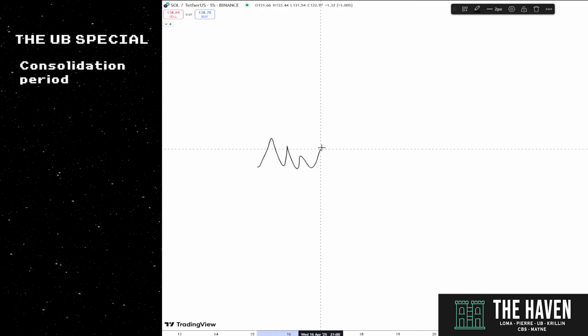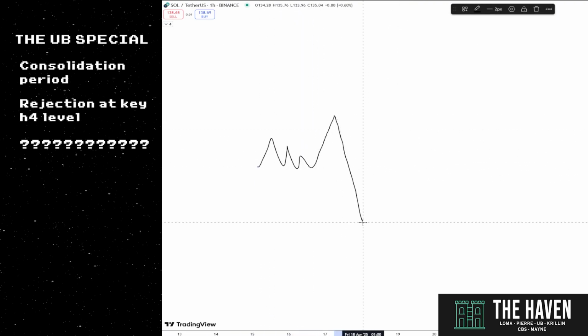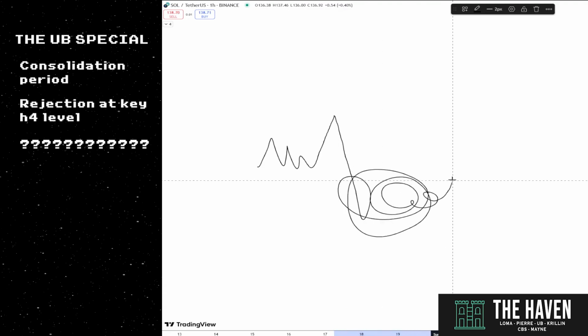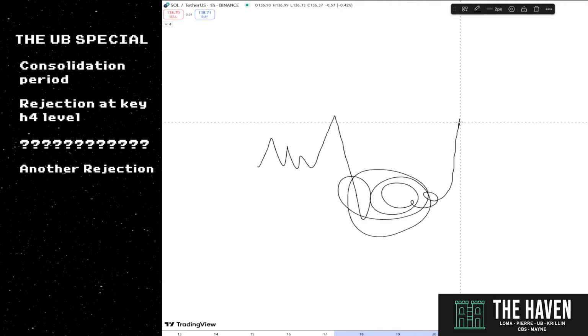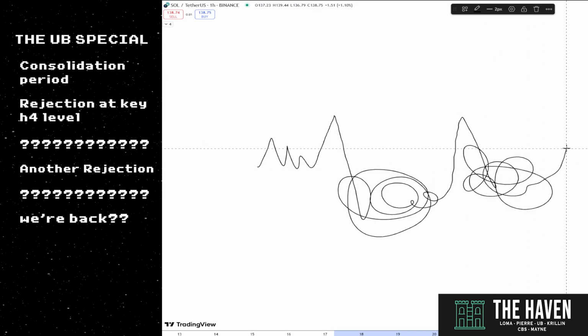You see some consolidation period. You see price reject at some H4 level. Great. Whatever happens down here, I don't care. Price is now coming back to the H4 level. We reject again. Okay. Again, don't care what happens here. Now price is back at this level.